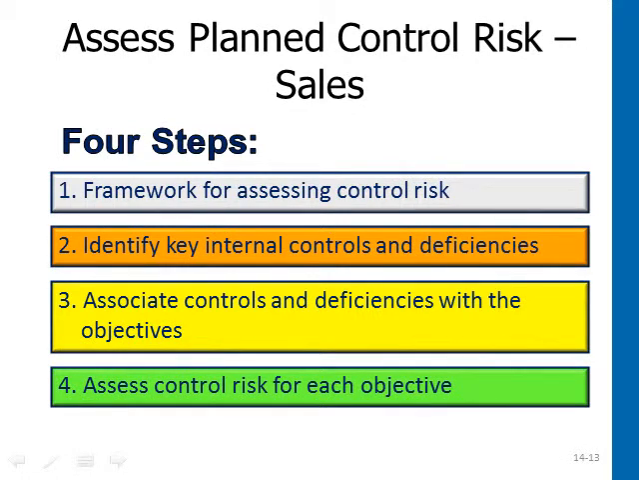And so the transaction-related audit objectives provide this framework for assessing planned control risk. Key internal controls and deficiency for sales will differ for every audit because every client has different internal controls. The auditor then associates the controls and deficiencies for each objective. Then the auditor assesses control risk for each objective. This step affects the auditor's decision about controls and substantive tests.